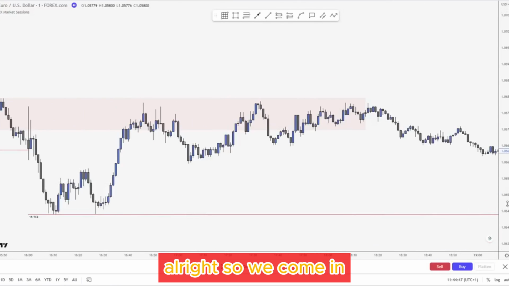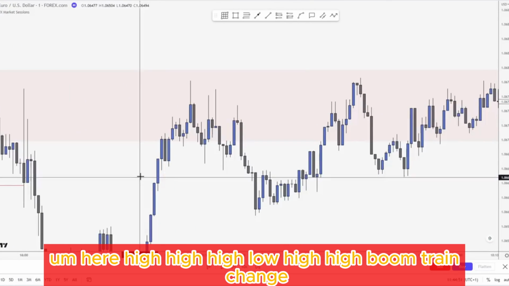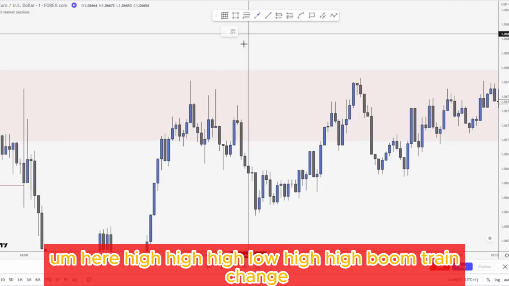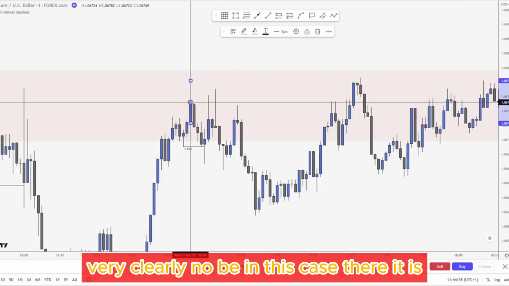All right. So we come in. Ooh, this is very, very, very choppy. So let's see. Here, high, low, high, boom. Trend change. What caused the trend change? Very clean OB in this case.